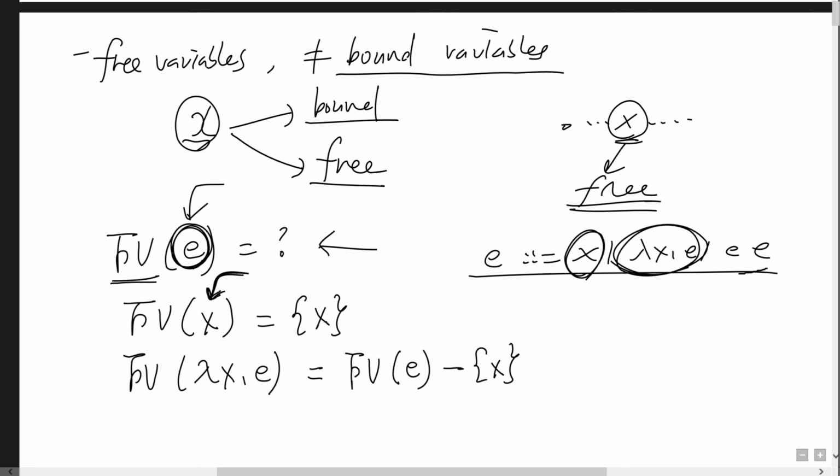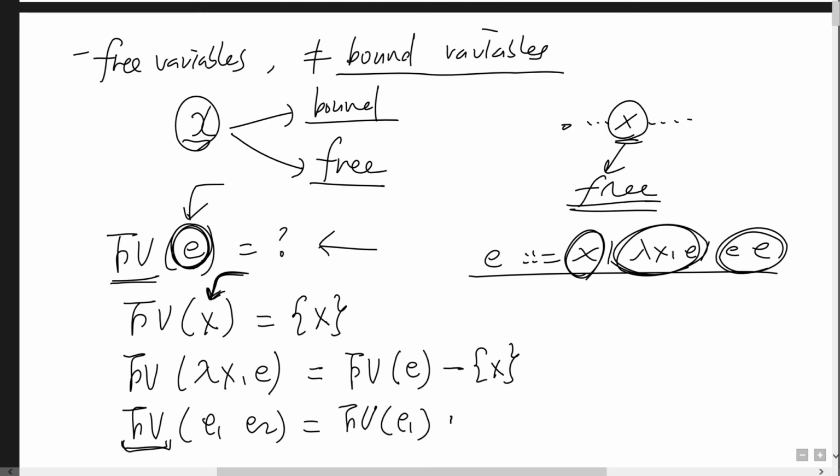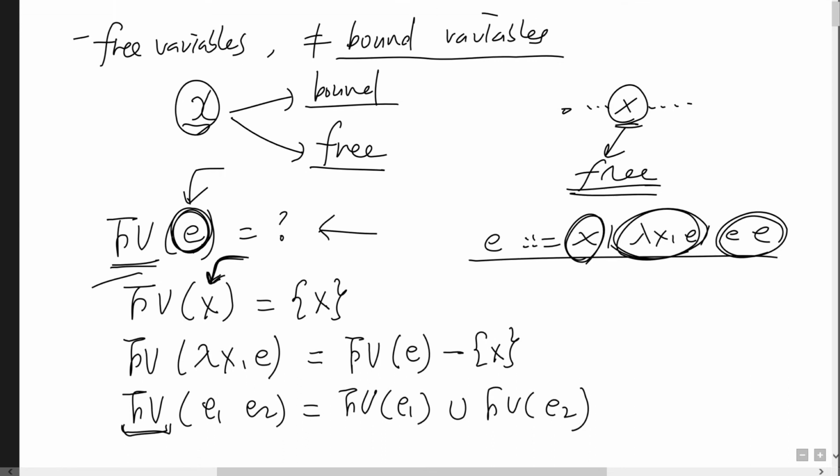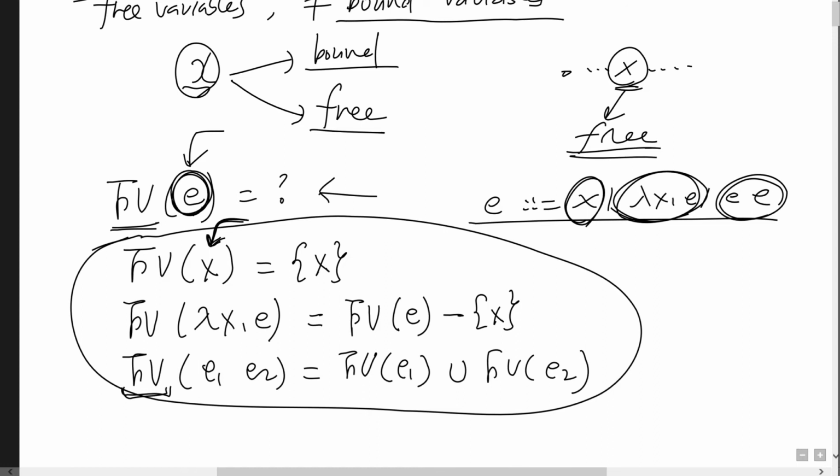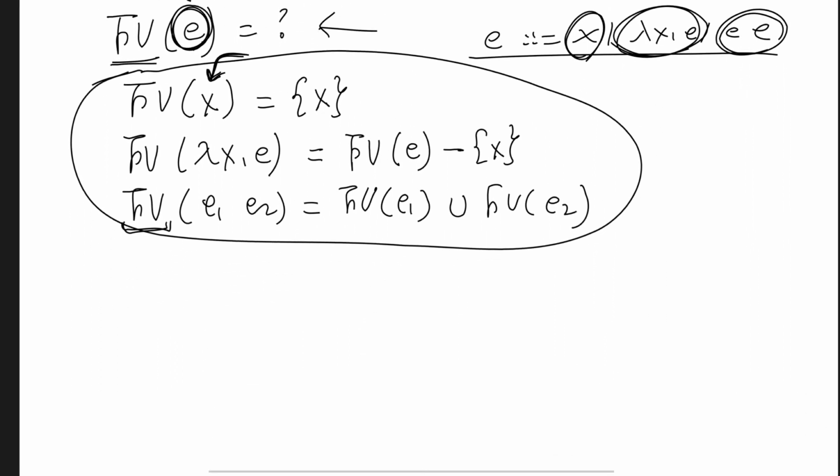And the last case is this lambda application, free variable E1, E2. It's a simple case. You just apply the same function, this free variable function, to each individual expression, and then add them up. So this is the definition of the function that calculates the set of free variables. So here are a few examples.